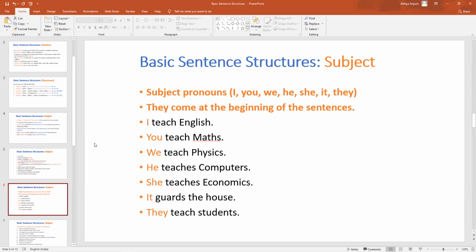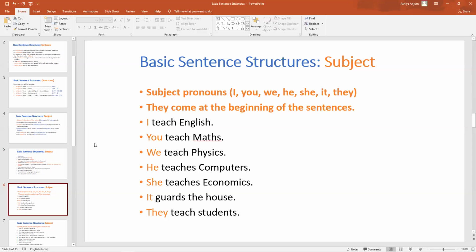Right. Then it guards the house. Instead of saying the dog, we are using the word it. It guards the house. So that is the subject. They teach students. Who teach students? They. So they becomes the subject there. It precedes the verb.